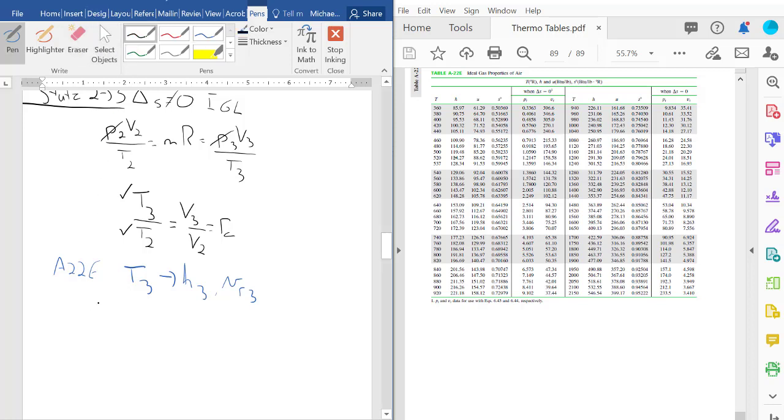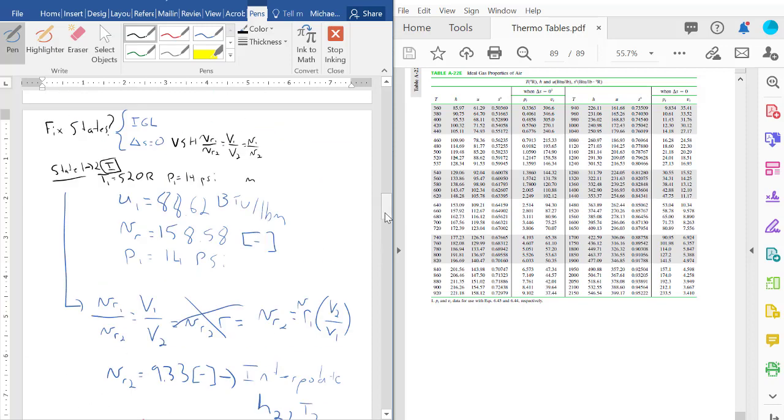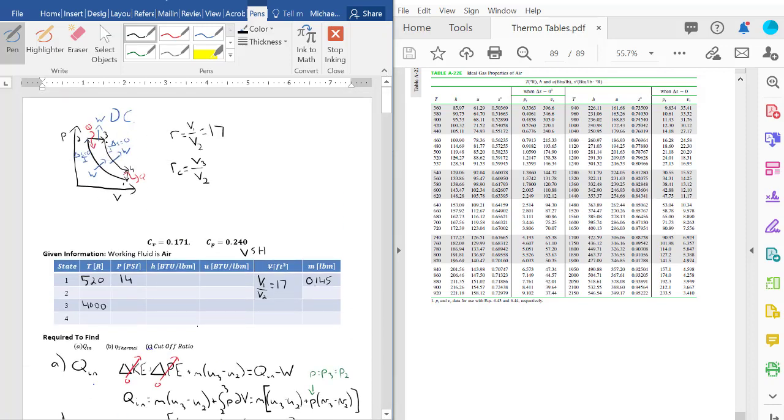So now at this point we know H3, right? We found H3, and now we can go between state 3 to state 4. Now this process is isentropic. Delta S is equal to 0. Going from 3 to 4, this is isentropic because there's only work, there's no heat transfer here.